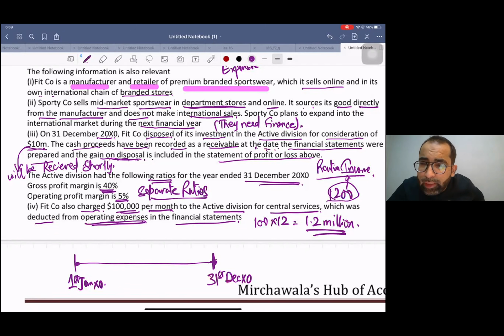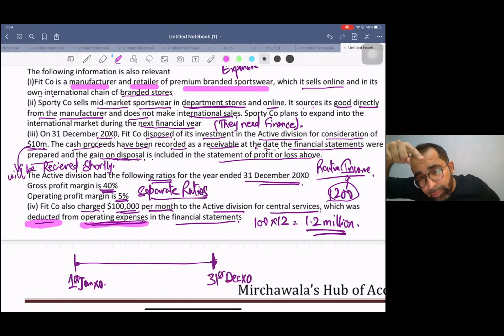So now just think, what is the treatment? Read the treatment. See, which was deducted. Can you read this line? From operating expenses. That means you sold this division at the end of the year, so this year has passed. That means you earned this 1.2 million this year. And when you earned it this year, you deducted it from operating expenses. So Fit company's operating expenses are lower in the current year because of this. And when your operating expenses are lower, your operating profit is higher.